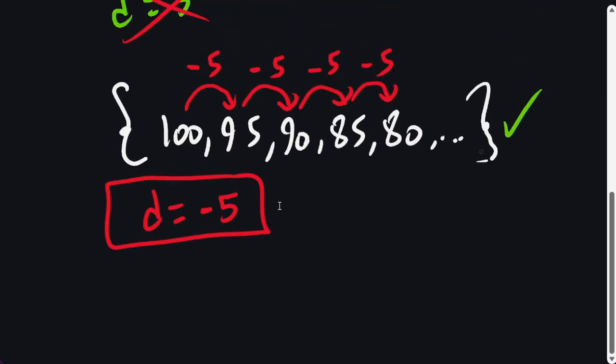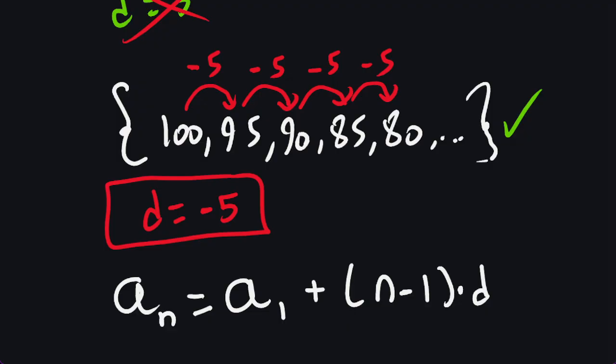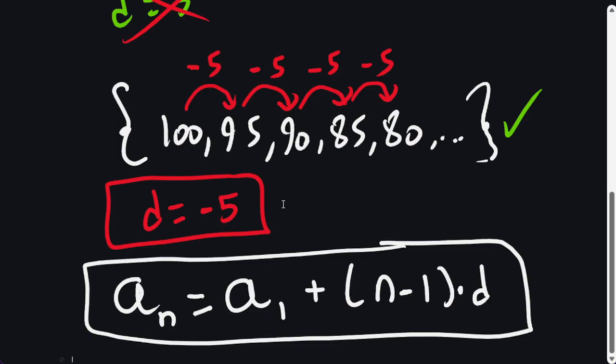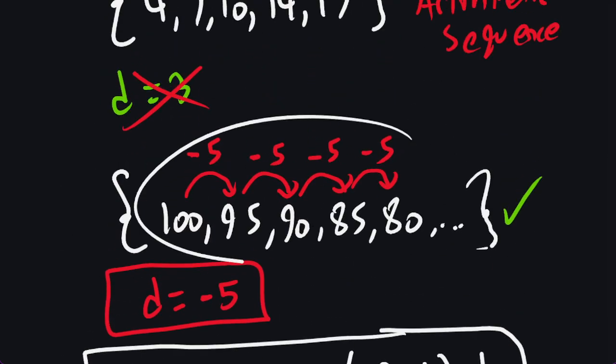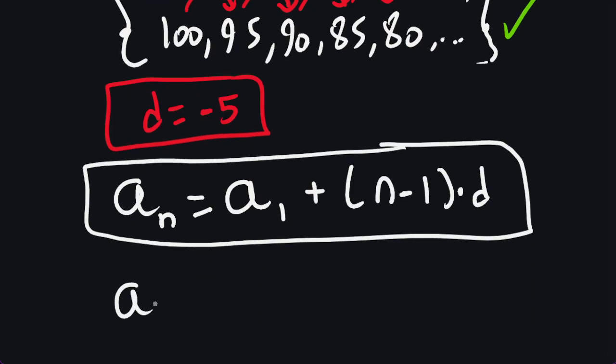So for any arithmetic sequence, to find a sub n, it is simply a sub 1, the first term, plus n minus 1 times d. So this formula works for any arithmetic sequence. You can find any term of any arithmetic sequence using this formula right here. So let's say we wanted to find the 7th term of this sequence right here. We know it's an arithmetic sequence, so we can go ahead and find a sub 7.